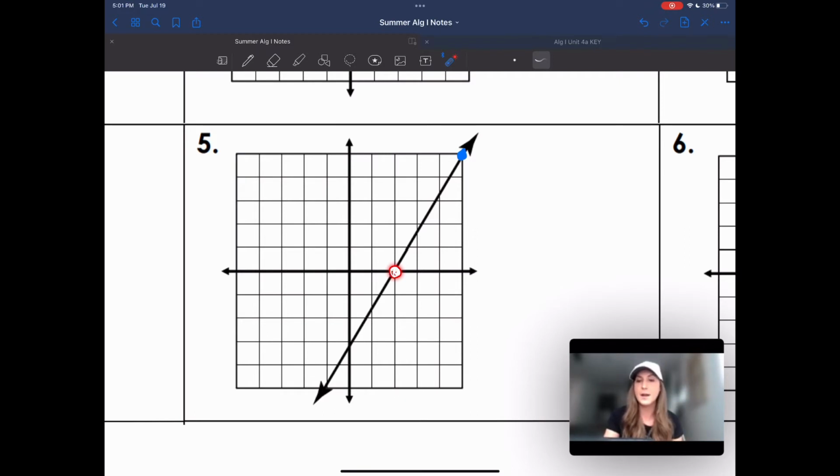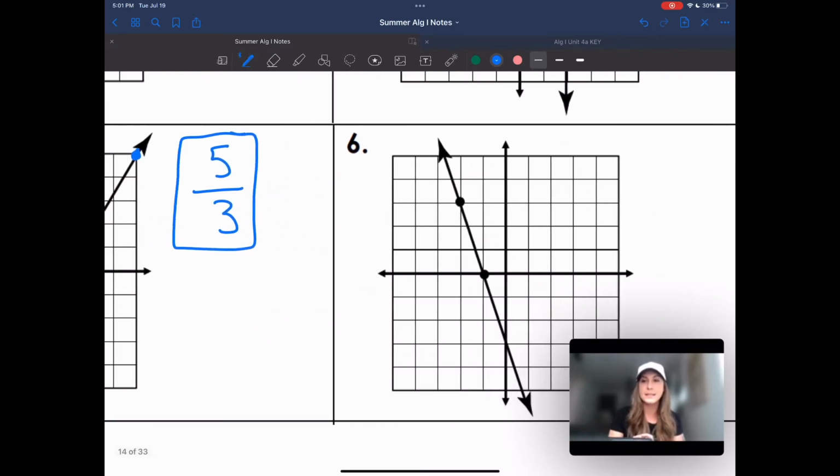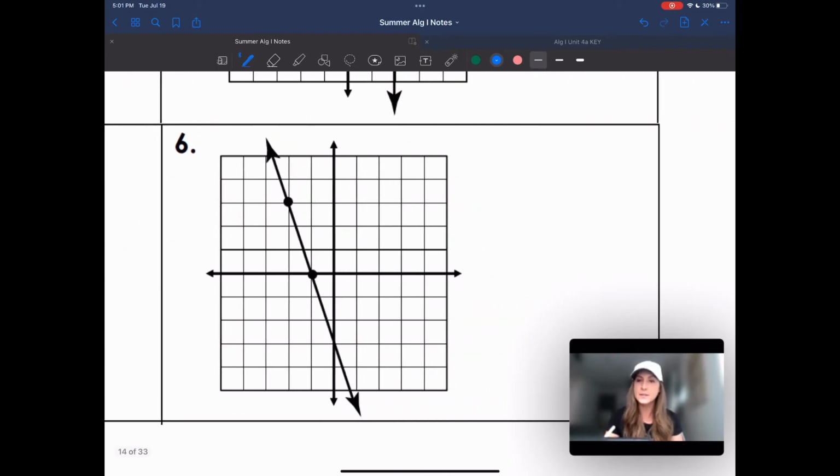And then when I do my rise, I get 1, 2, 3, 4, 5. So I know I'm going up 5. So that's going to be up positive 5. And then over 1, 2, 3. So up 5 over 3. So I literally write 5 over 3. And that won't simplify any. We just leave it as a nice little improper fraction, and we're good to go. Okay, let's try the last one on this page, number 6.